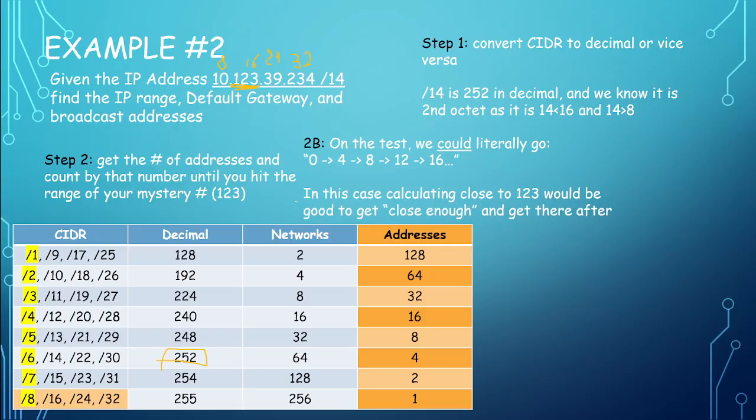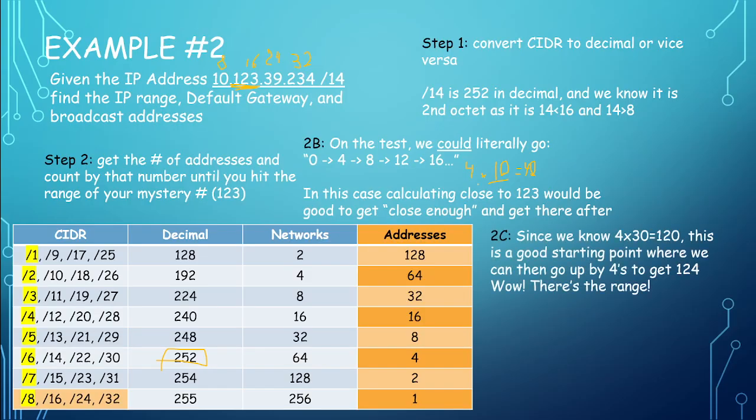If we're on a test, we can seriously just go, oh, well, 4 times 10, that's 40. And look at that, we've covered so much more ground than if we had just counted and done this 10 times. But we're going to just calculate close enough to 123 and get there after. We can start counting by 4 once we get to something we know is divisible by 4. We just need the range divisible by 4.